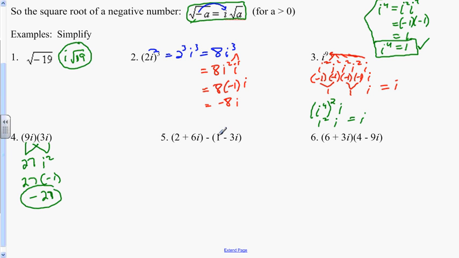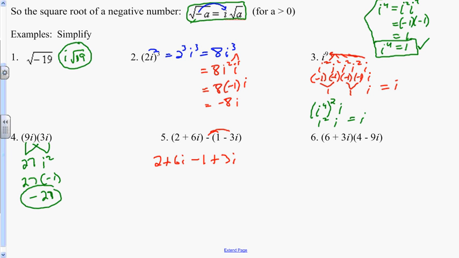Now look at this. We have two binomials, or two complex numbers, being subtracted. Now be careful. If this was a plus sign, we can just drop the parentheses. But it is not. It's a minus, so we must distribute the negative in order to get rid of the parentheses. So that would leave us with 2 plus 6i minus 1 plus 3i without parentheses.